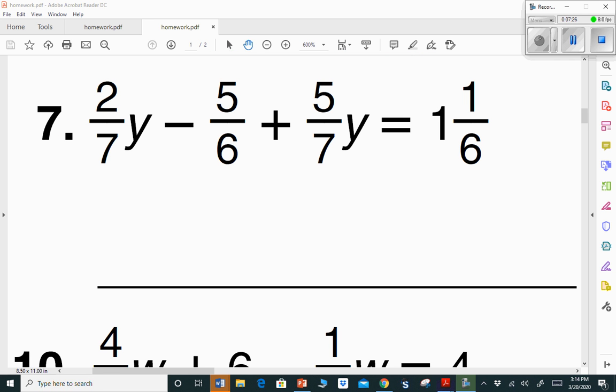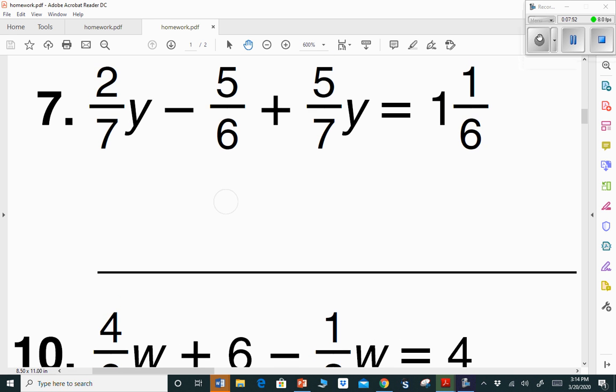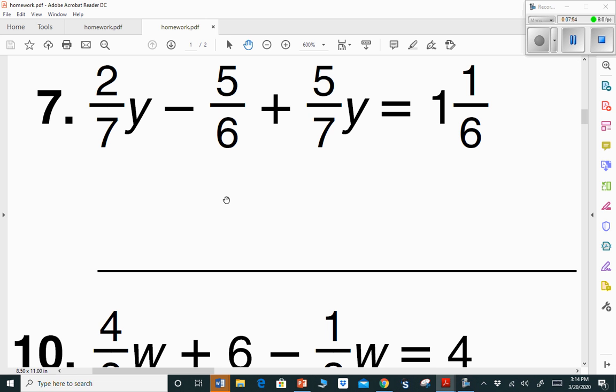Go ahead and copy number 7. 2/7 y minus 5/6 plus 5/7 y equals 1 1/6. If I had you in the classroom, I would teach you how to clear that equation of fractions, but it is too complicated to show you when I don't have you right here in front of me. So I'm just going to show you a different way. Don't be too freaked out by the fractions.